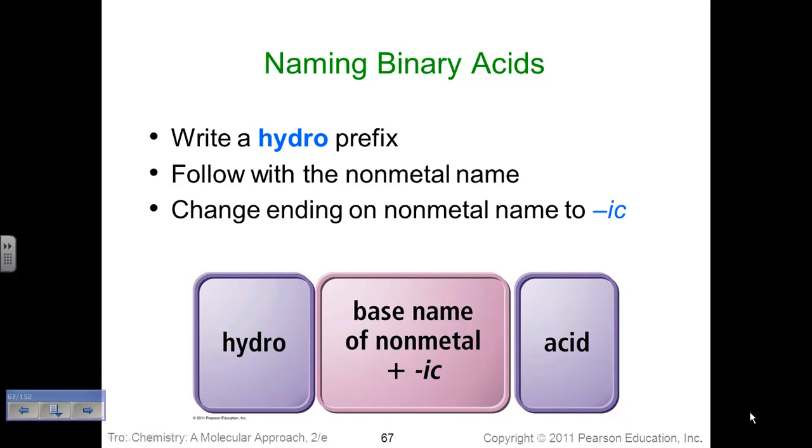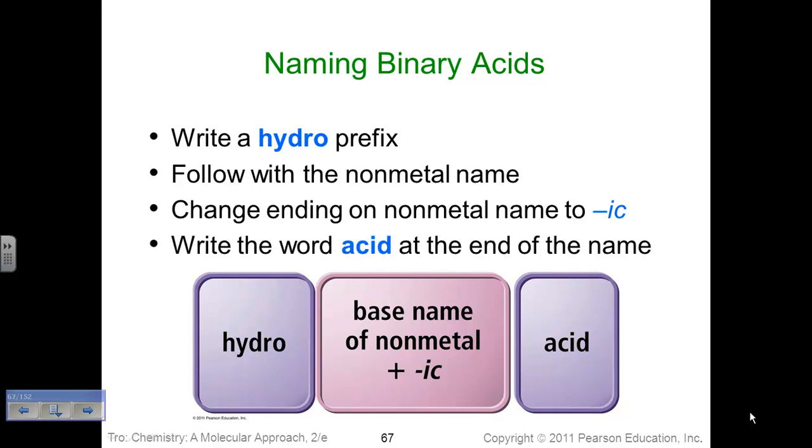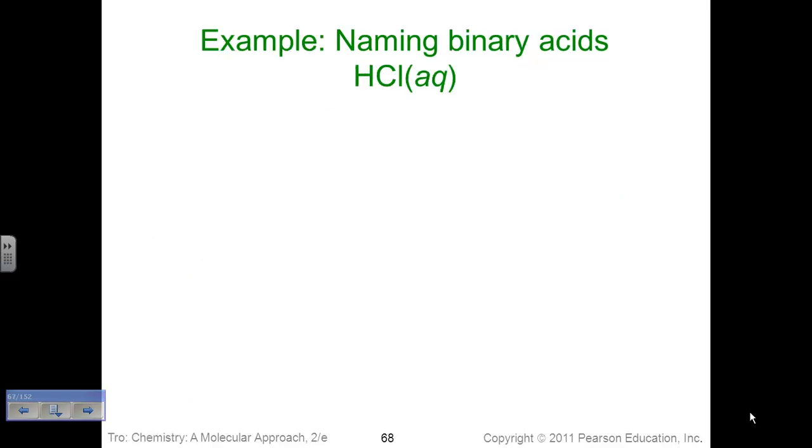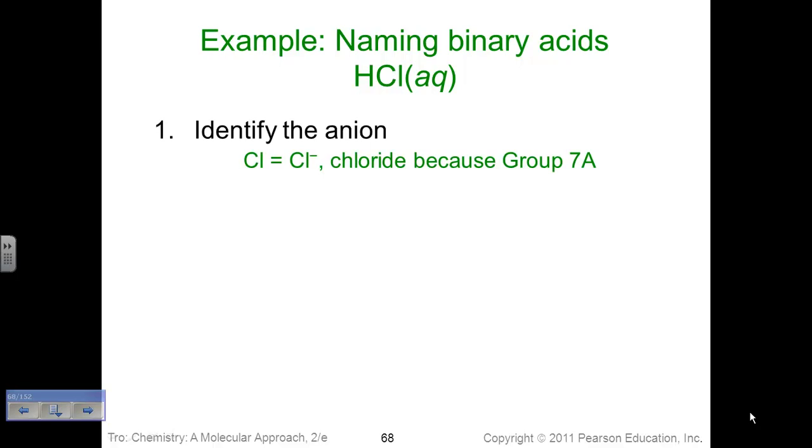Hydro, root word, ic, acid. When I say root word, I'm really just saying whatever the element off of our periodic table is that it's hooked to. HCl, hydrochloric. HF, hydrofluoric. HBr, hydrobromic. And so forth. Hydro, root word, ic. And then we put on the last part of the term, acid. If the original ending would have been ide, fluoride, chloride, bromide, we follow the hydro, root word, ic example.